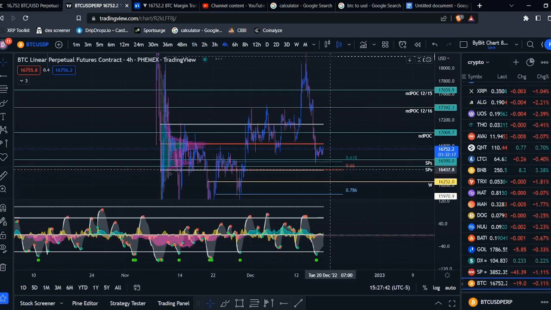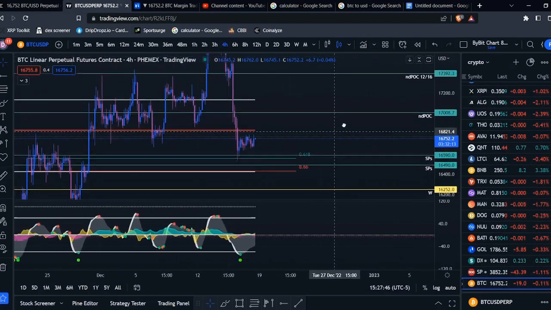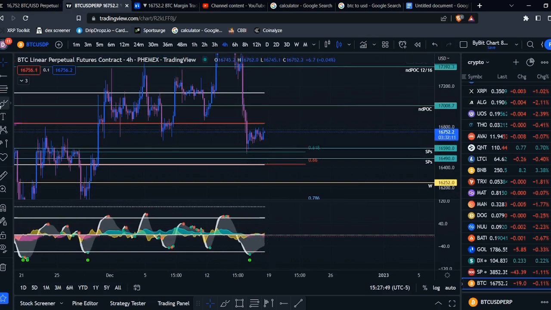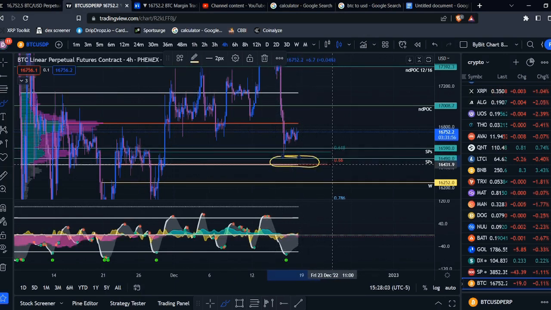And I was actually looking for a little bit lower here to take this long. I was thinking about longing there, but we sort of front ran my level yet again. I was hoping to come down and fill this single print right here, come down to like 16,490-ish, and maybe even come down and touch off the value area low and the 0.65. And we still could definitely do that.